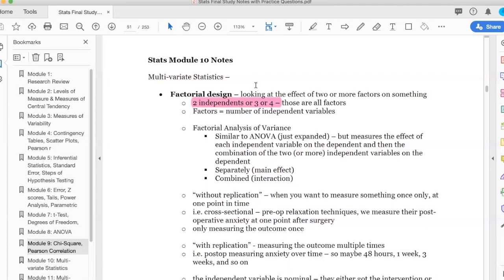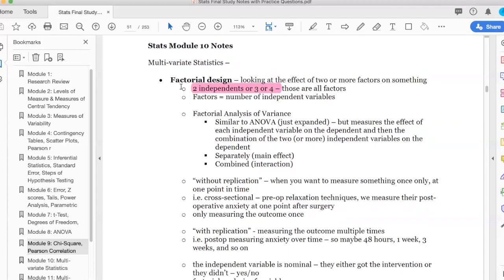Okay, so we're going to do a factorial design. The reason we call it a factorial design is because they're just referring to your independent variables as factors. So what factors are affecting nursing retention? Is it this? Is it that? Is it the other thing? And we'll go through it.